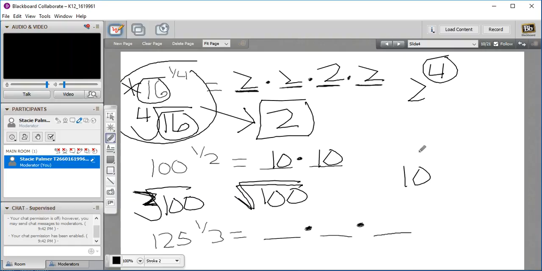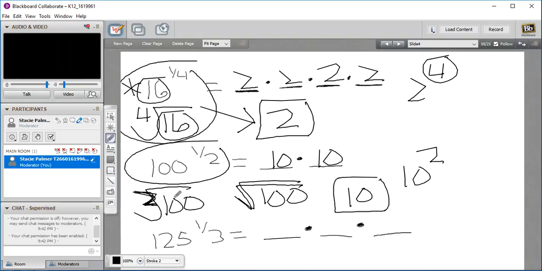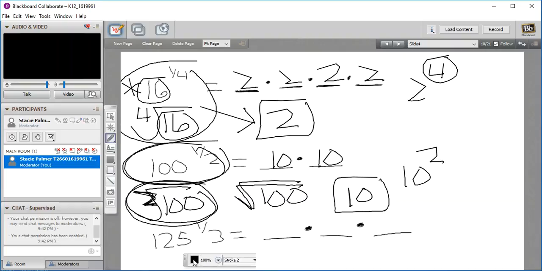Okay, 10 squared is 100. So 100 to the 1/2 power is 10. And the square root of 100 is also 10. Okay, remember that these are the same, they're just written differently. So let's go ahead and look at the last one. 125 to the 1/3 power. Okay, so this would be the same as the cube root of 125.